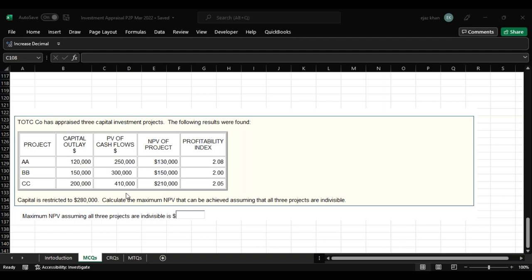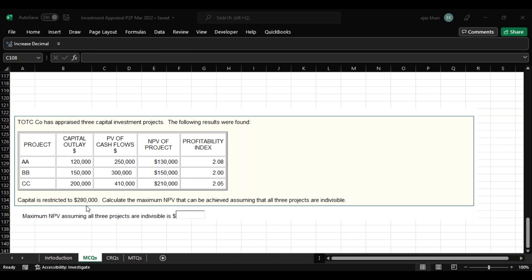Now this is a question of capital rationing. Capital rationing is where you don't have enough capital available to invest in all the possible projects. Like in this case, the company has a total of 280,000 capital, whereas it has three profitable projects. All three have positive NPVs. So obviously, the company would like to invest in all these three projects, but if we add the required investment, it's $470,000. 120 plus 150, 270 plus 200, 470,000. Whereas the total capital available is 280,000. So the company does not have sufficient capital available, and such a situation is called capital rationing.